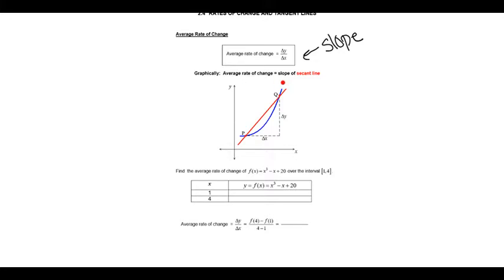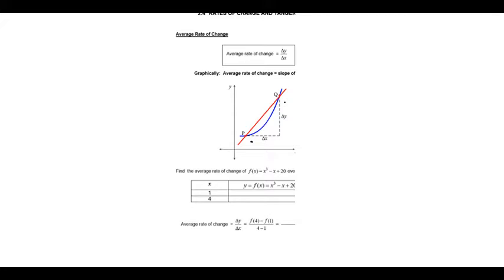Graphically, the average rate of change is equal to the slope of the secant line. The secant line is a line connecting 2 points on a graph. So in our case, this red line is our secant line. It connects the points P and Q on our blue graph.